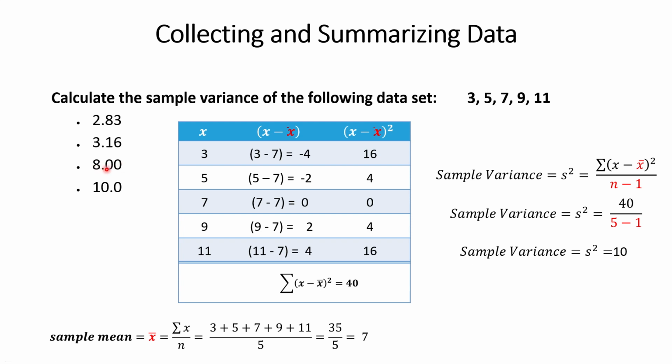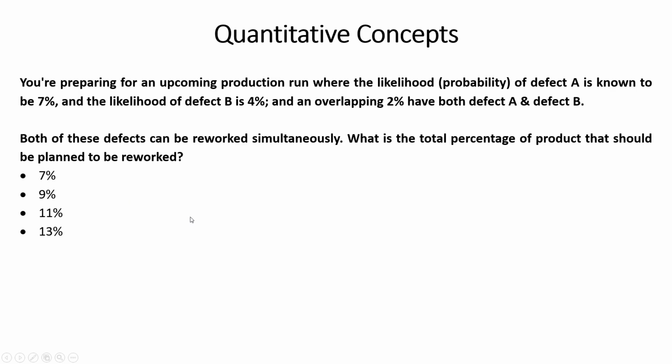If you got 8.0, that means you likely calculated the population variance and you forgot to divide by n minus 1, you just divided by n, which is 5. So 40 divided by 5 is 8. And then if you took the square root of your calculation, you calculated the standard deviation, which are these two answers. So 10 here is the right answer. All right, let's move on to the next one.